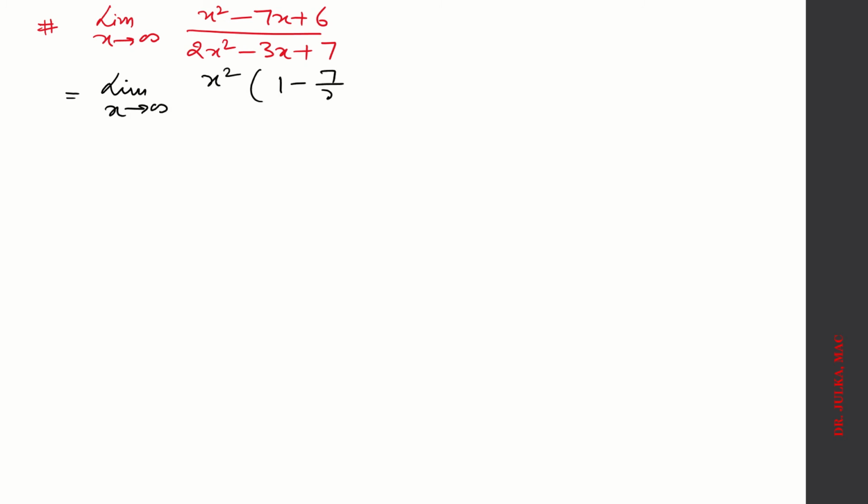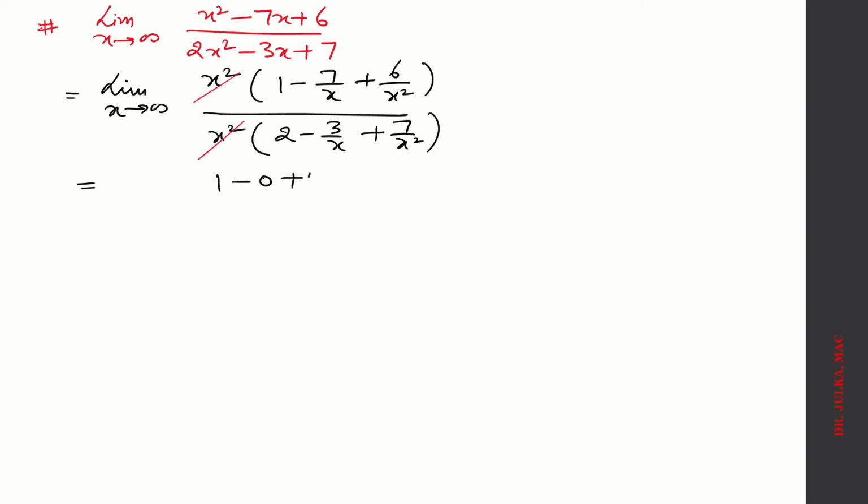Next question, limit x tends to infinite, x square minus 7x plus 6 the whole divided by 2x square minus 3x plus 7. If we put infinite straight away here, we have an answer in the form of infinite by infinite. So take x square common in the numerator and denominator both and now cancel x square by x square. We know that something upon infinite is 0. So if we put x equal to infinite here, we will get 1 minus 0 plus 0 upon 2 minus 0 plus 0. So our answer is 1 by 2.